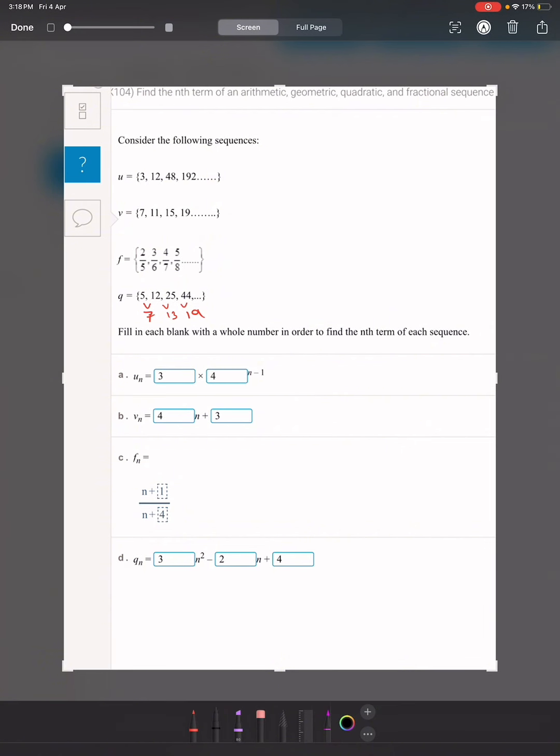Let's see if it's geometric. We're going to do 12 divided by 5, you get like 2.4, and then 25 divided by 12, you don't get the same answers every time.